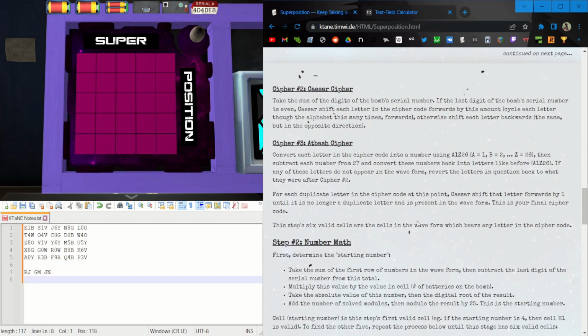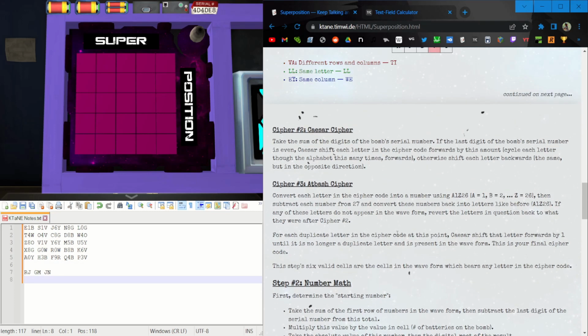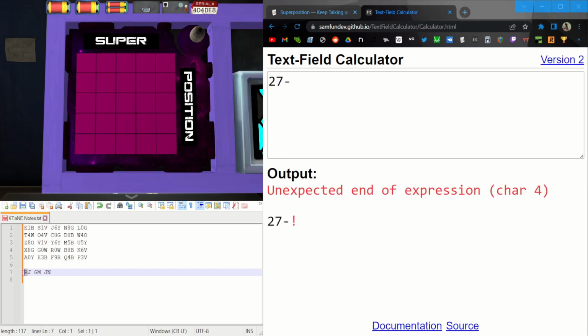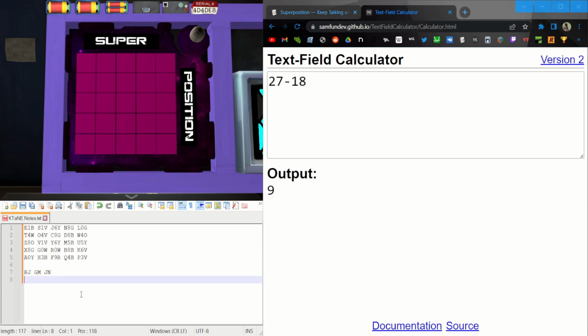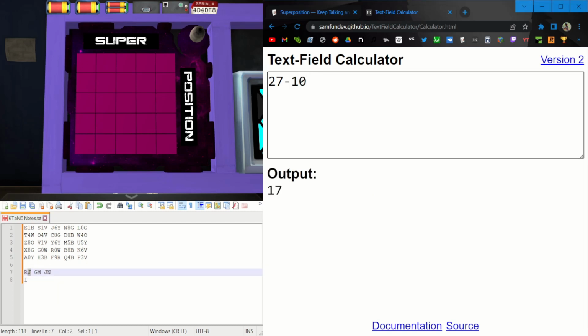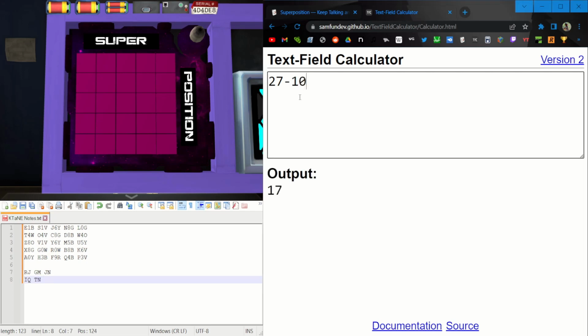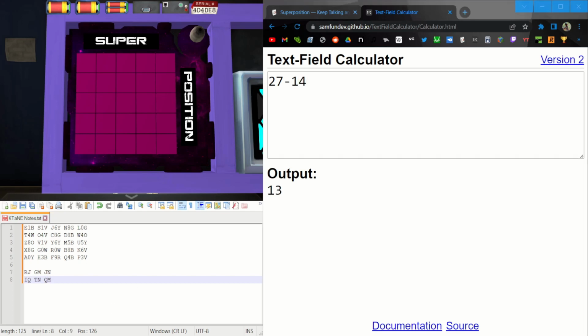Now we do an Atbash cipher. An Atbash cipher, there's only one way to do this. What we do is we take the alphabetic position and subtract that from 27. So 27 minus 18 for Romeo is 9, so that becomes India. 27 minus 10 is 17, which is Quebec. 27 minus 7 is 20, which is Tango. 27 minus 13 is 14, which is November. 27 minus 10 for Juliet is 17, which is Quebec. And 14 becomes 13, which becomes Mike.